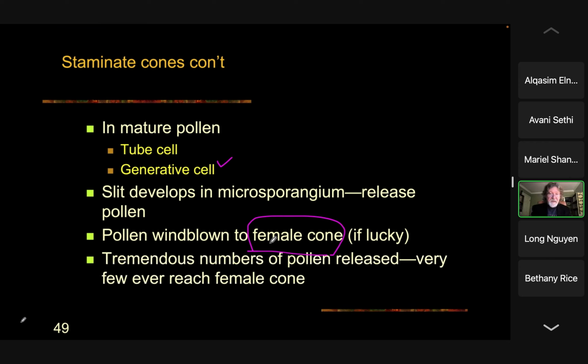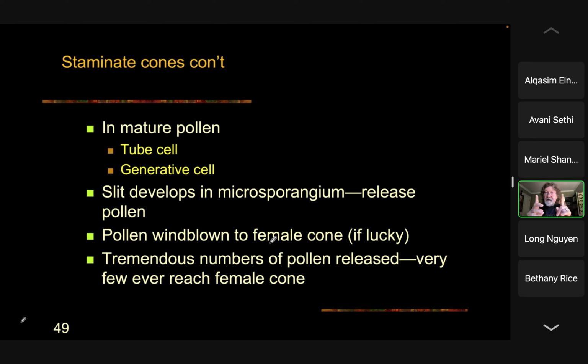Now, the problem is that since this is wind blown, it's fully up to chance as to whether that pollen will fall on a female cone or not. The vast majority of pollen just falls on the ground or somewhere else. And when the pollen is being released by these trees, we're talking about millions and millions and millions. Although the pollen is very, very small, the energy expenditure on the part of the tree is tremendous, because most of this will go nowhere. And this is why they produce large amounts of pollen.